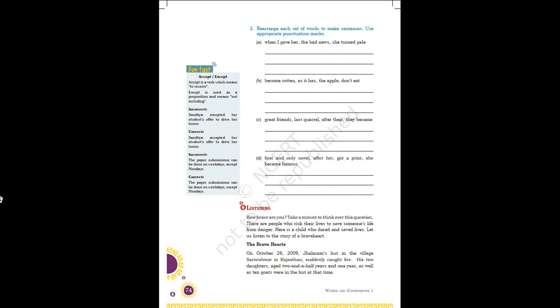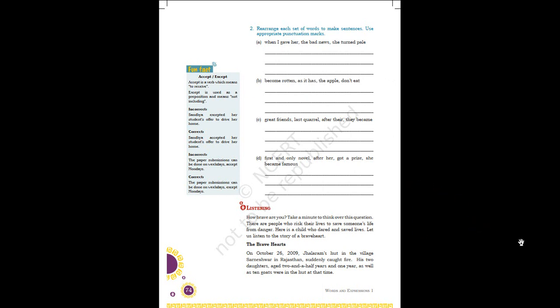See here, first one: when I gave her, comma, the bad news, she turned pale. So, when, put W capital: When I gave her the bad news, she turned pale, full stop. Second one: become rotten as it has, the apple, don't eat. So first you write, don't, D capital: Don't eat the apple as it has become rotten, full stop. C and D, you will do on your own.